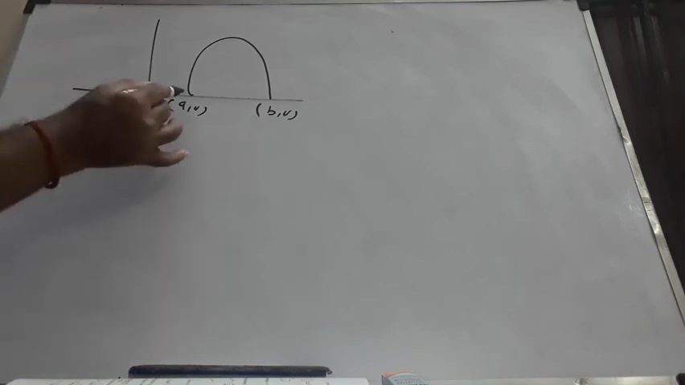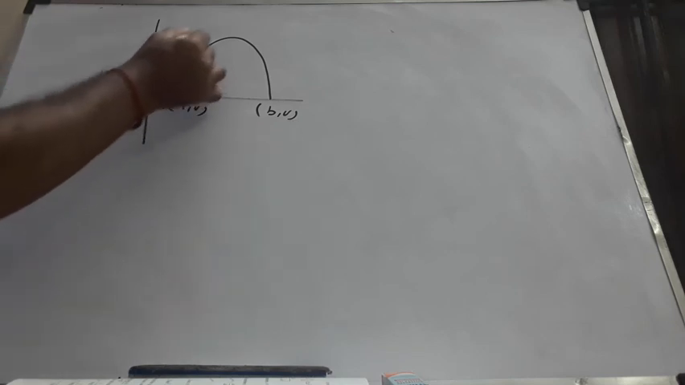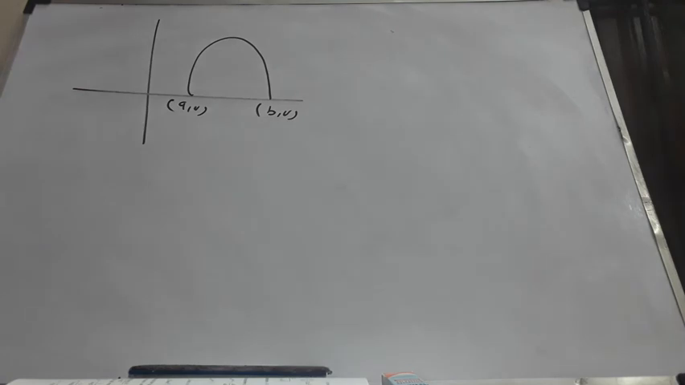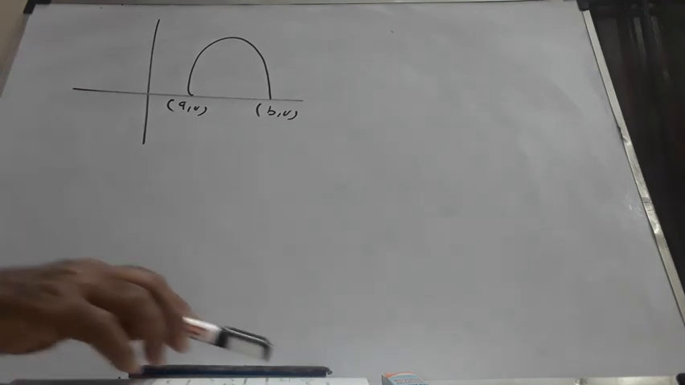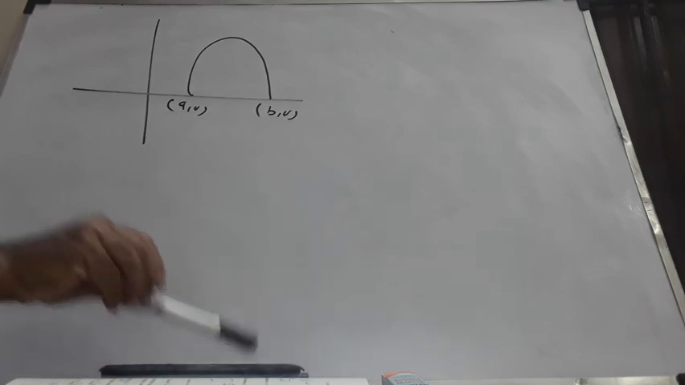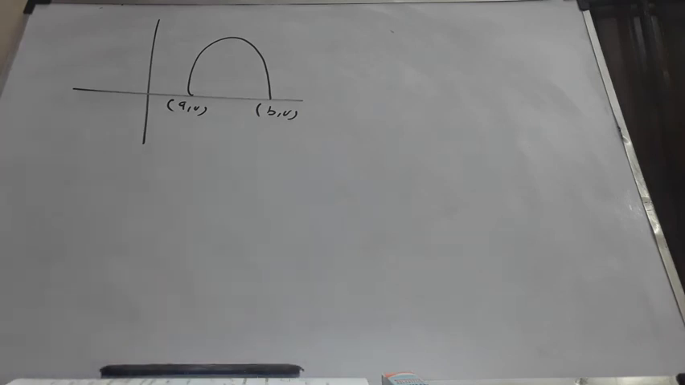By continuity, the geometrical meaning tells you I am able to draw the graph without any break between a and b. That's the meaning. By differentiability, you mean the slope of the tangent at each and every point drawn in between a and b is a finite quantity.